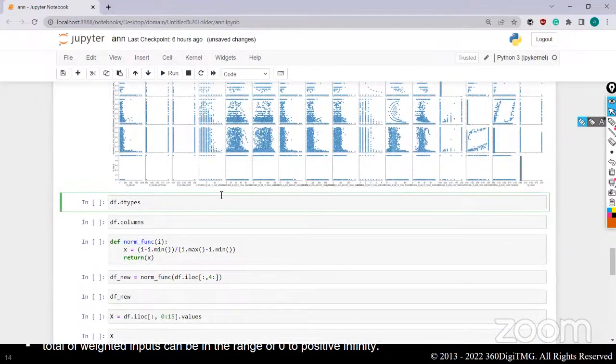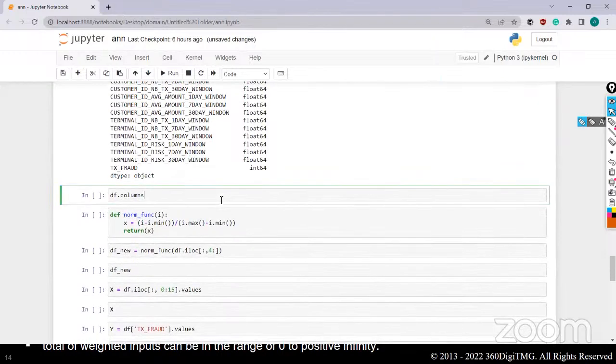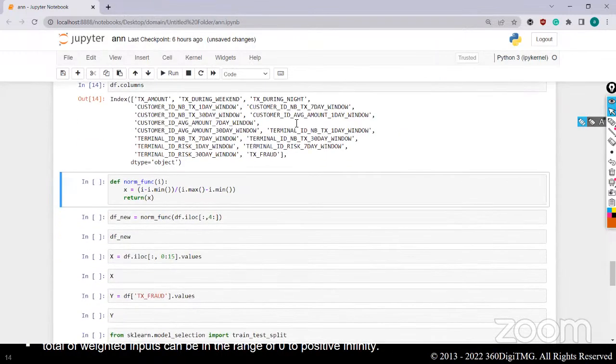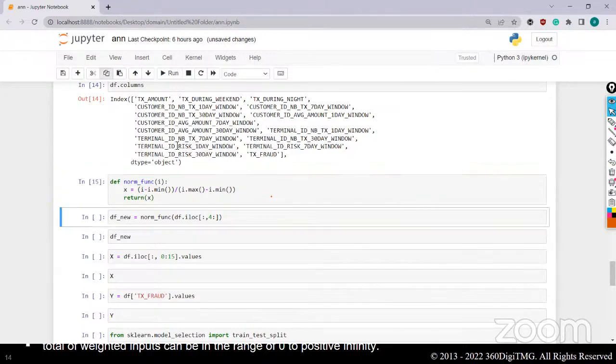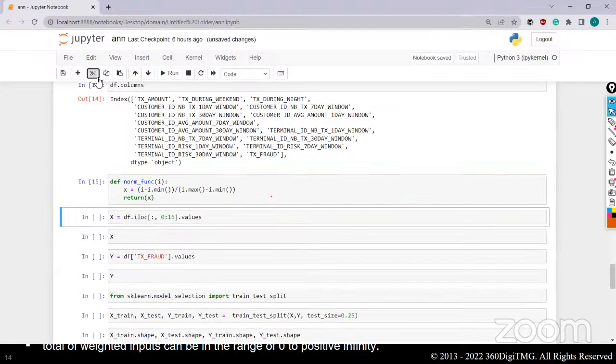Then we'll quickly just check the data types to ensure we didn't miss anything. We'll get the column names. So these are all the columns we have. Then we'll define the min-max function. So here what we are doing is we are trying to reduce the range of our values to be between 0 and 1. All right. So we'll do that. We'll run this function. We don't need to run these lines, so I'll just quickly remove them.